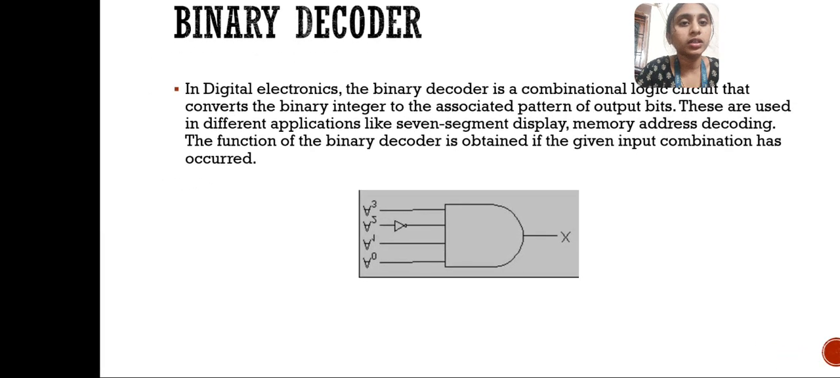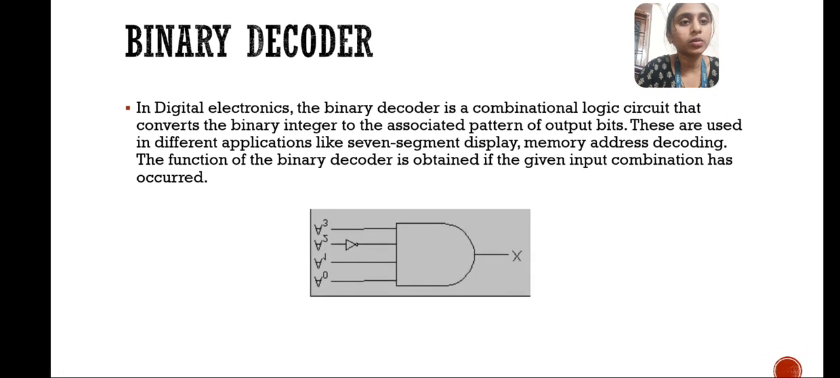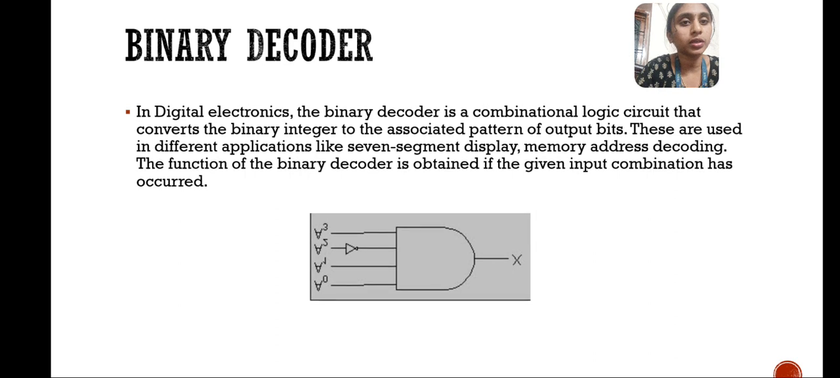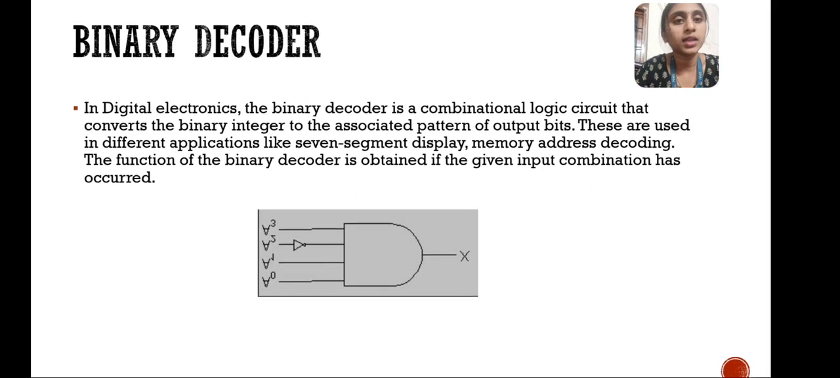Binary decoder. In digital electronics, the binary decoder is a combinational logic circuit that converts the binary integer to the associated pattern of the output. These are used in different applications like segment display and memory address decoding. The function of the binary decoder is obtained if the given input combination has occurred.